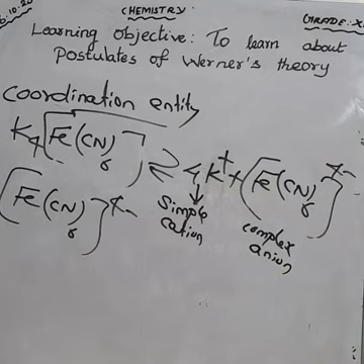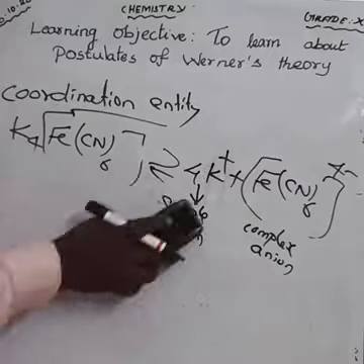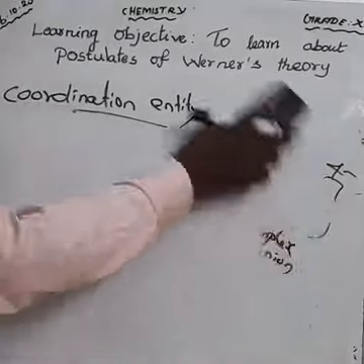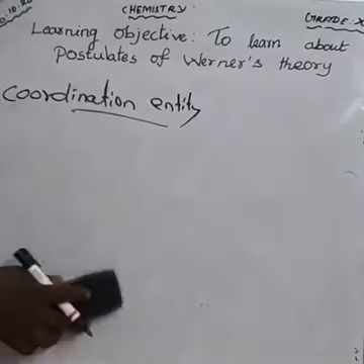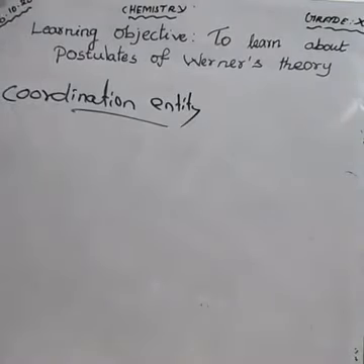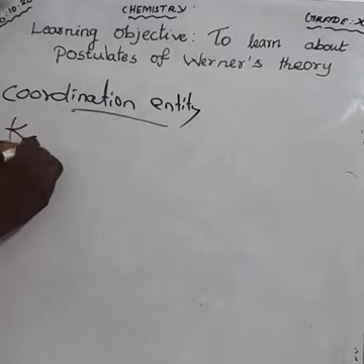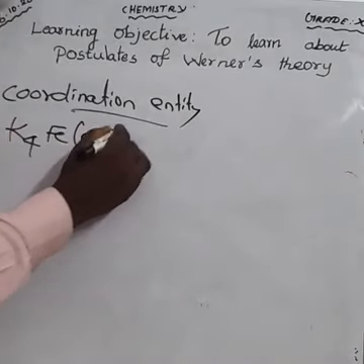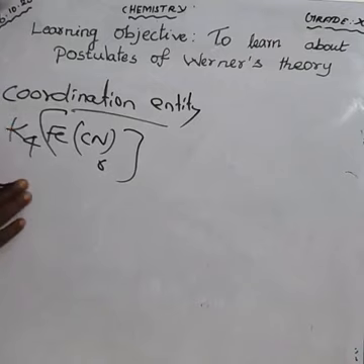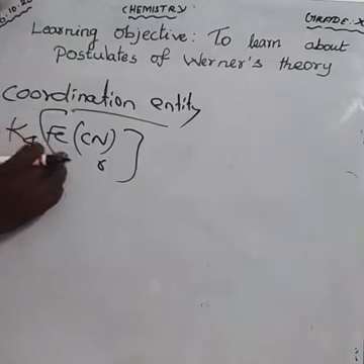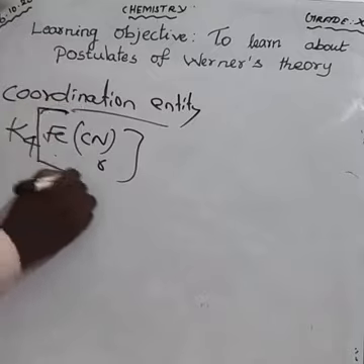Then, what is the central atom or ion? The central atom or ion is the one that occupies the central position in the coordination entity, and binds other atoms or groups of atoms to itself through coordinate covalent bonds. For example, K4[Fe(CN)6]. This is one of the complexes. Here, which one is the central metal atom?